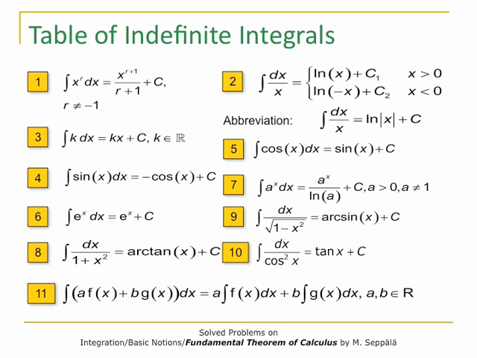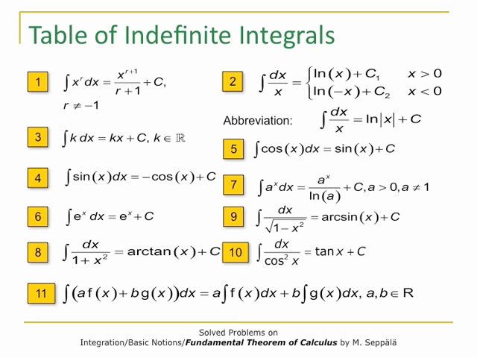The third rule says that the integral of a constant function is the constant times x plus the constant of integration. The fourth rule says that the integral of sine is negative cosine plus the constant of integration. The fifth rule says that the integral of cosine is sine plus the constant of integration. The sixth rule says that the integral of e to the power x is e to the power x plus the constant of integration. The seventh rule says that the integral of a to the power x dx is a to the power x divided by the natural logarithm of a, plus the constant of integration.